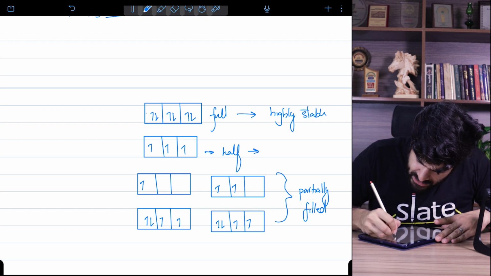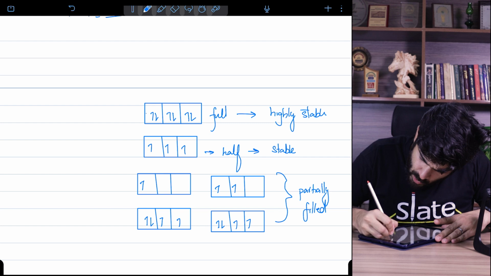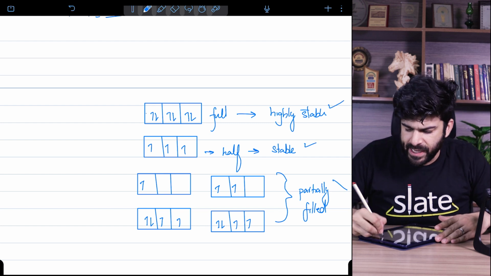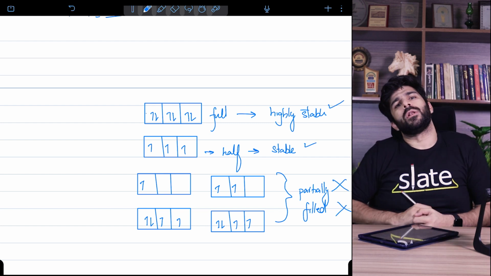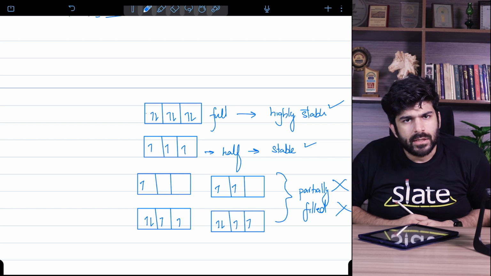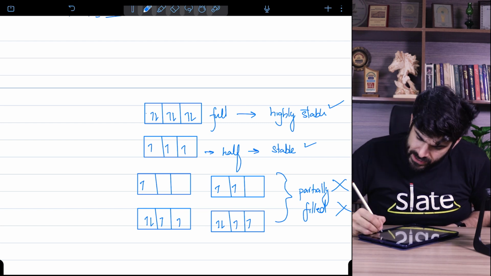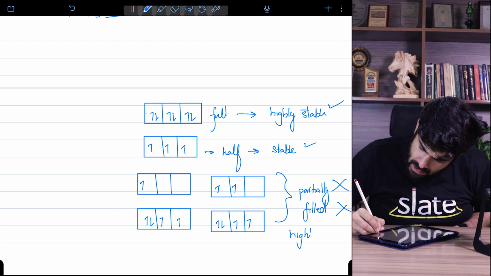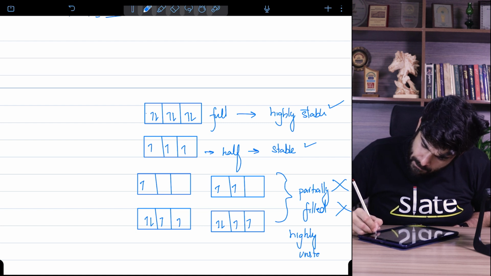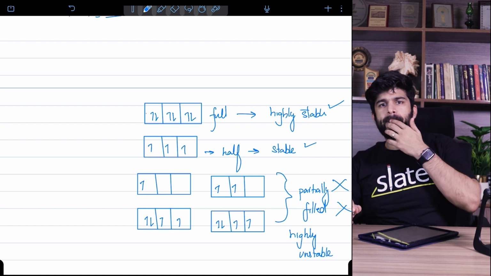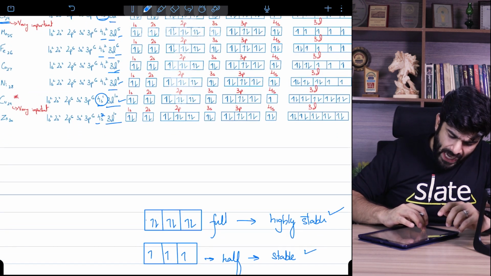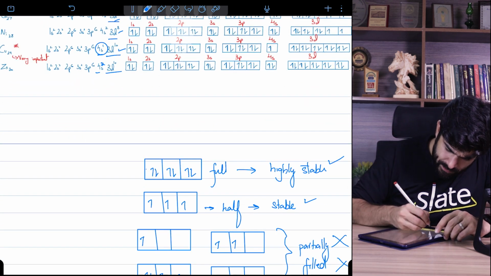Half filled is somewhat stable. We want both of these. We never want a partially filled orbital. We don't want a partially filled subshell because it's unstable. It's highly unstable. So, what happens in the case of chromium?